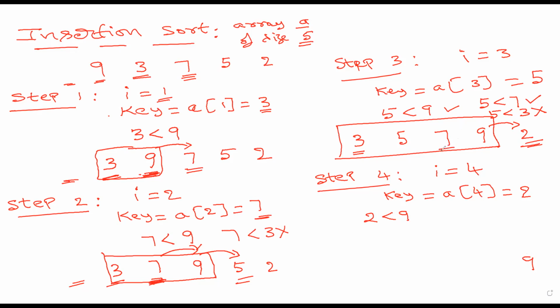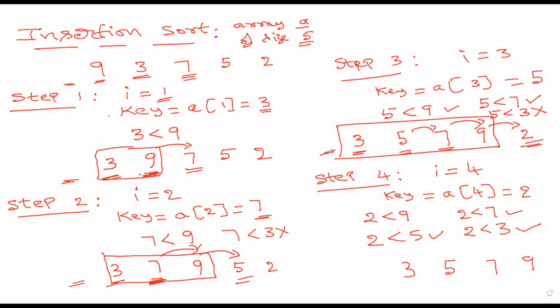Next, what is the element there? 7. So 2 is less than 7. Condition satisfied. What do we have to do? We have to shift that particular element one position right. What is the element before 7? 5. So you compare 2 with 5. 2 is less than 5. This condition is also true. We have to shift 5 one position right. Next, you are comparing 2 with 3 because 3 is present before 5. This is also correct. So shift 3 one position right.